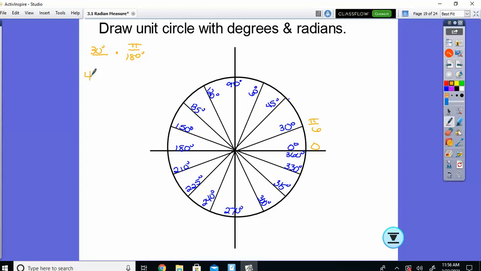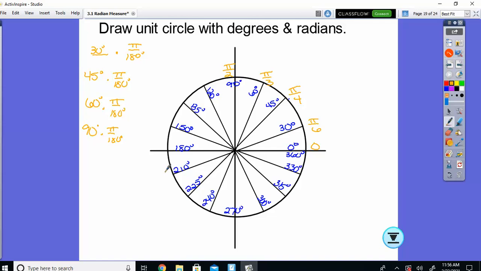45, we already did that one as an example, but just remember we did 45 times pi over 180. 45 over 180 reduces to 1 over 4, so it's pi over 4. 60 times pi over 180. 60 over 180 is 1 over 3, so that's pi over 3. 90 times pi over 180. 90 over 180 is 1/2, so that's pi over 2.